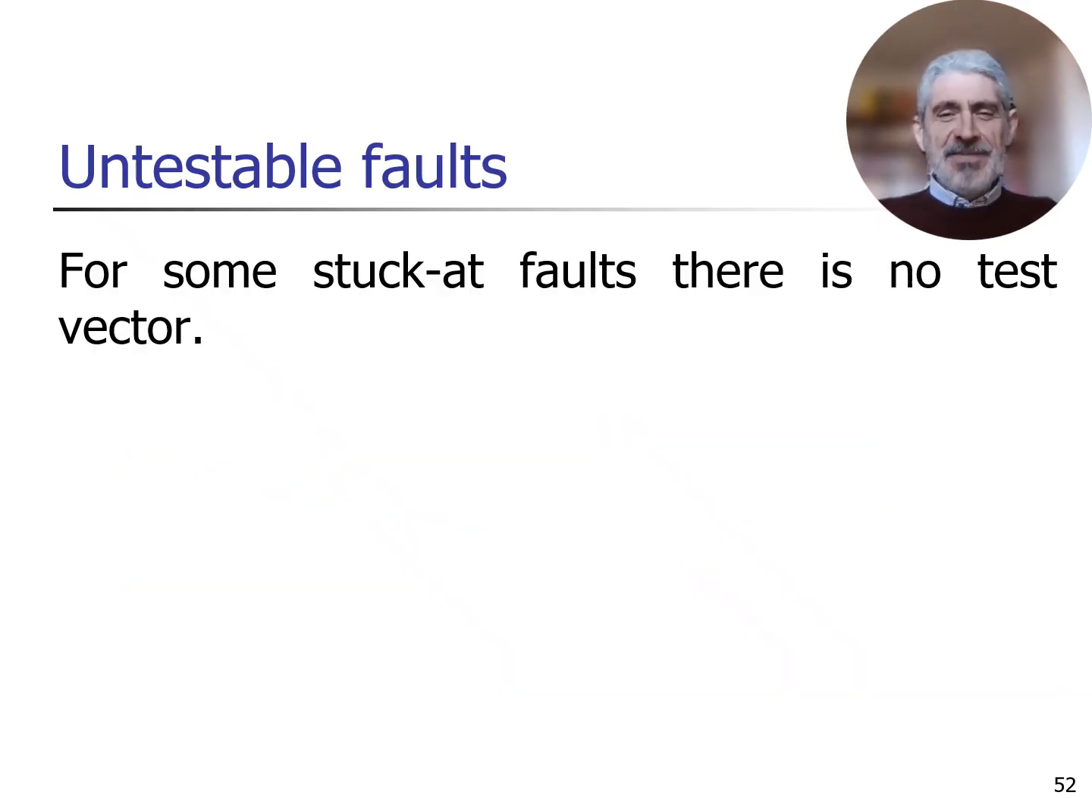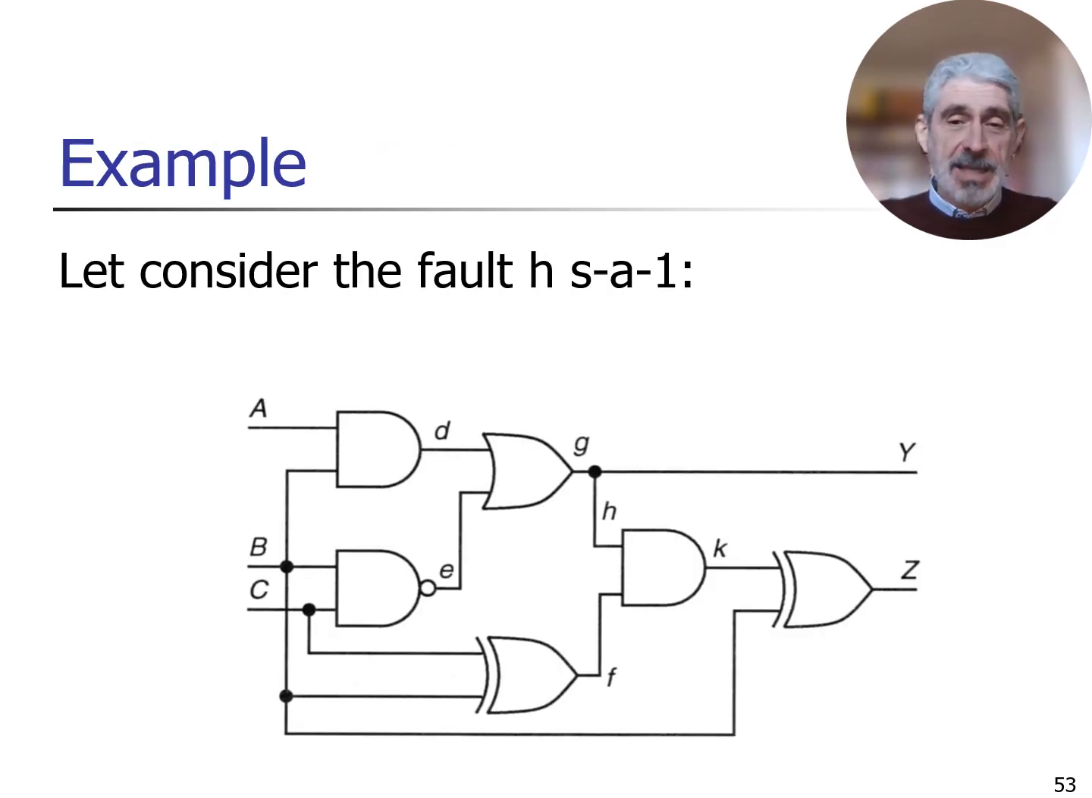An interesting phenomenon is the one corresponding to untestable faults. What is an untestable fault? It is a fault for which there is no test vector. How can this happen? Well, let's see an example. This is a relatively more complex circuit, and let's consider a fault where H is stuck at 1.